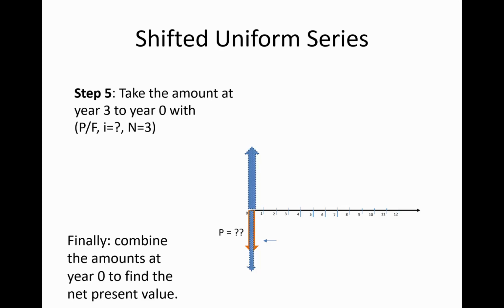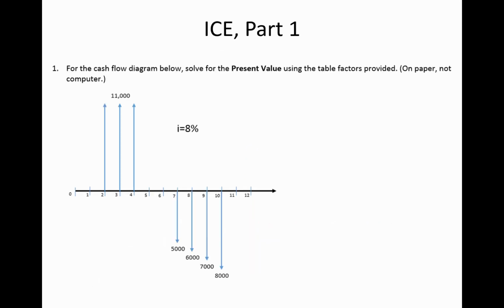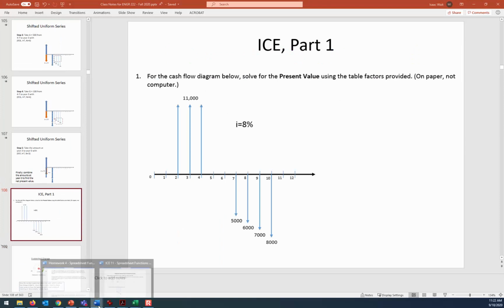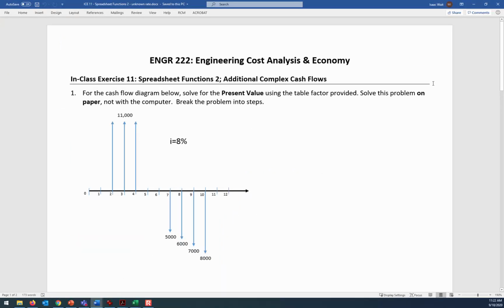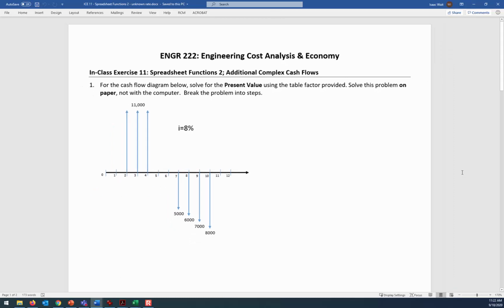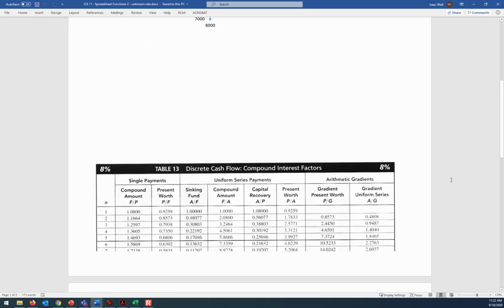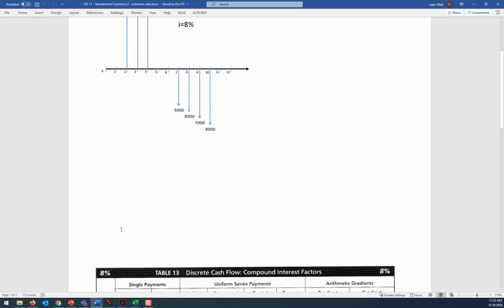So that's just kind of an illustration or an animation of how we take a complicated cash flow and go through the process. And so what I'd like you to do, this should look familiar, I just moved things around a little bit, is solve for the present value of this using the table that I provided in the in-class exercise. It looks like this is going to be 8% interest, and we have the 8% factor table. So I've given you only the factor table for 1, 2, 3, 4, 5, and so on. And that's all you're going to need.